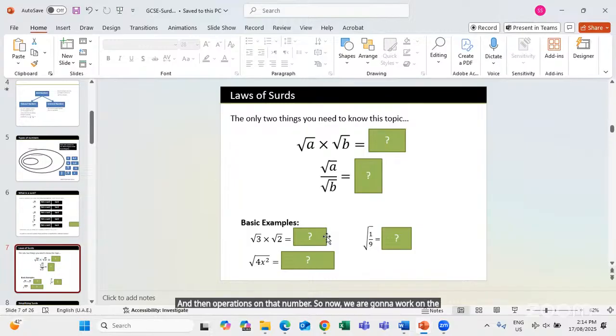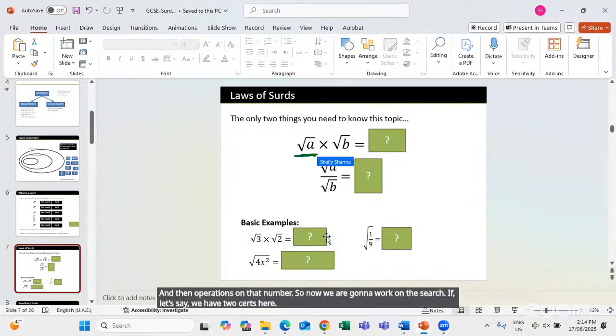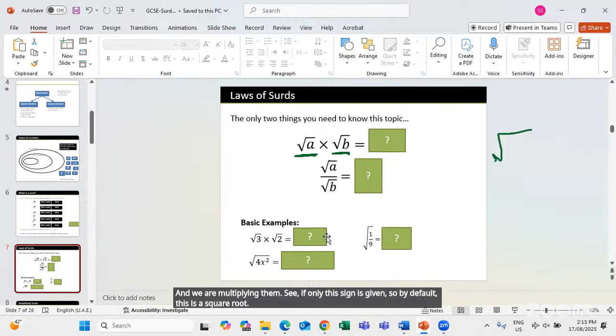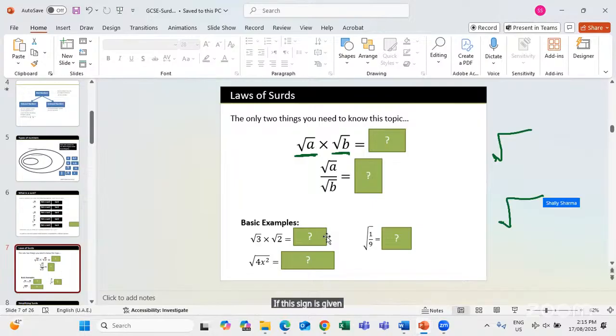If let's say we have two surds here, one is square root A and another is square root B, and we are multiplying them. See, if only this sign is given, then by default, this is a square root. If this sign is given and here a small 3 is written, that means it is a cube root. For square root, we need not write any number here.